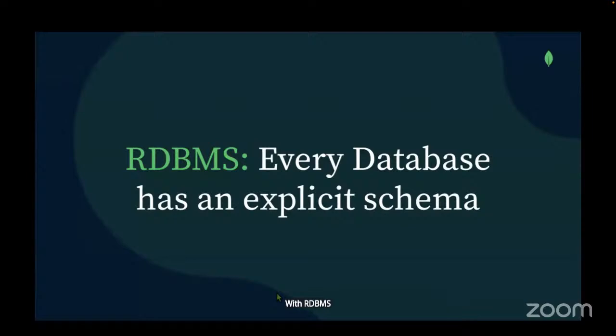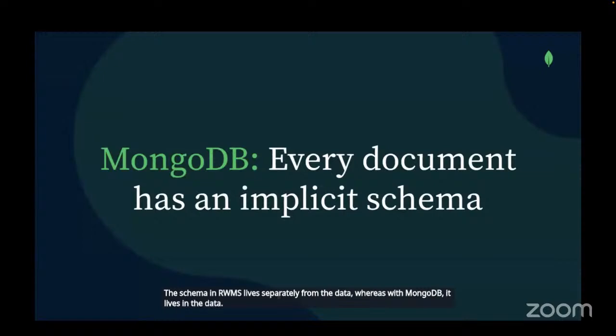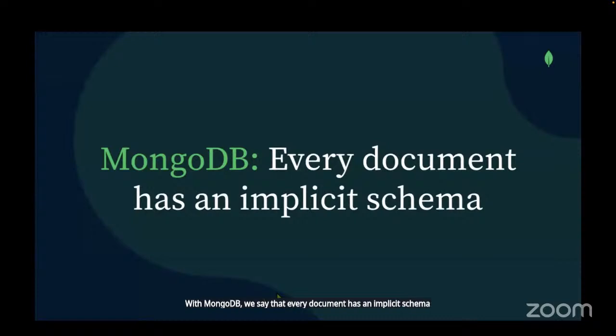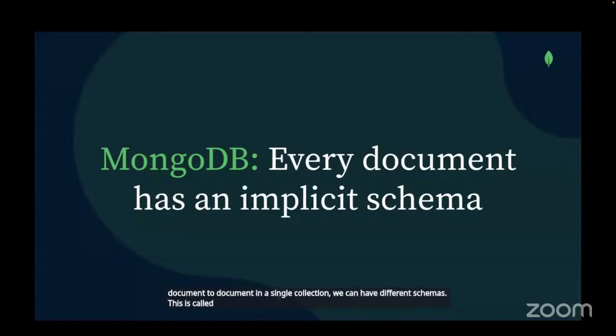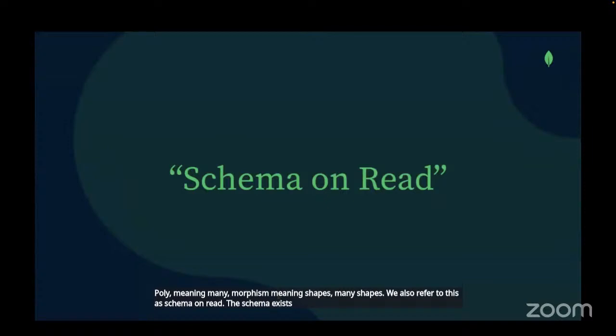With RDBMS, every database has an explicit schema, and that lives outside, separate from the data. The schema in RDBMS lives separately from the data. Whereas with MongoDB, it lives in the data. With MongoDB, we say that every document has an implicit schema. And from document to document in a single collection, we can have different schemas. This is called polymorphism. Poly meaning many, morphism meaning shapes, many shapes. We also refer to this as schema on read. The schema exists when you read the data and look at it.